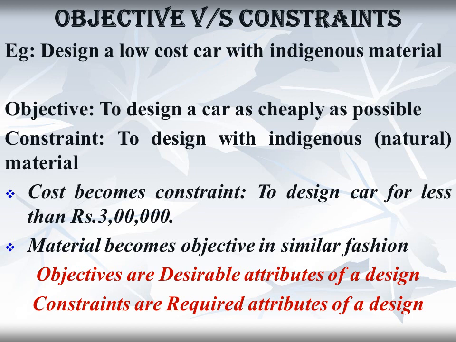Cost becomes a constraint to design a car for less than rupees 3 lakh. Material becomes an objective in a similar fashion. Objectives are desirable attributes of a design, whereas constraints are required attributes of a design.